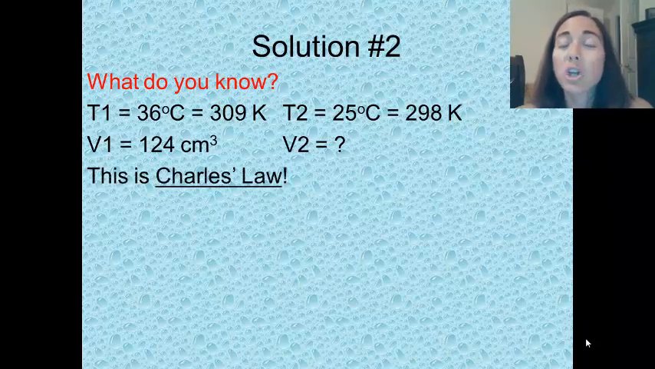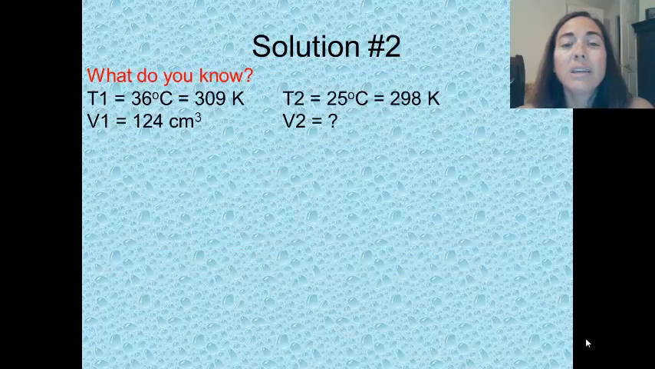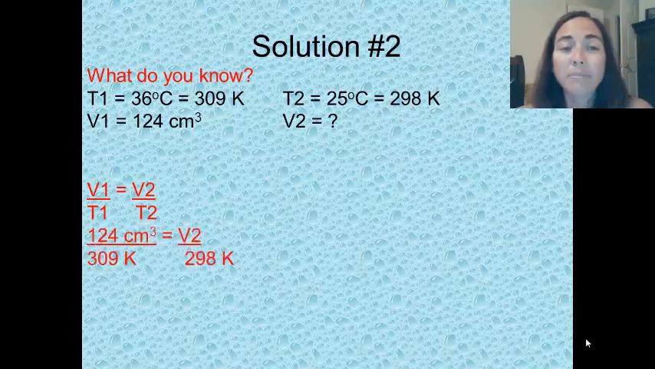This is going to be a Charles' law problem. The formula for Charles' law is going to be V1 over T1 equals V2 over T2. So we're going to take what we know and substitute in. Don't forget to use the kelvins. Now here's the plug-in. You've got to get V2 isolated, so use your algebra. You want to multiply both sides by 298. Now if you do that and you work your math correctly, I think you're going to get 120 centimeters cubed.